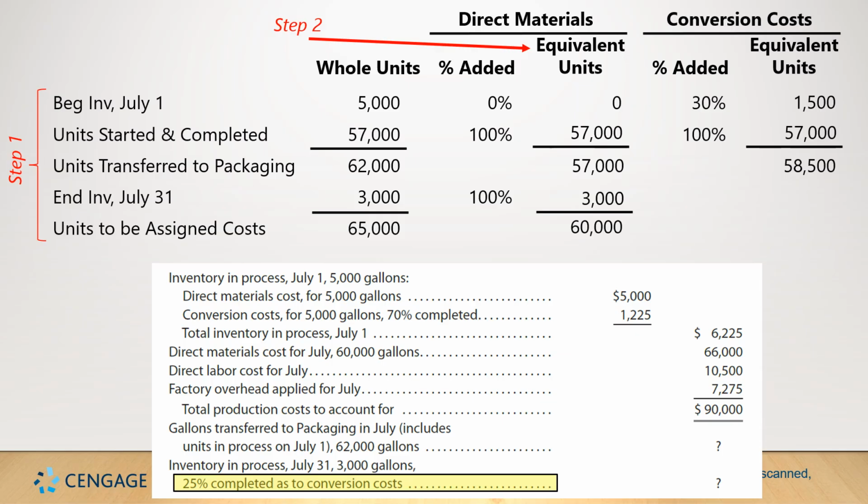So think about it. We started on ending inventory this month. As soon as we started on it, it was 0% mixed. And by July 31st, it was 25% mixed. That means we added 25% this month. Total equivalent units of conversion costs to be assigned costs is 59,250 gallons.